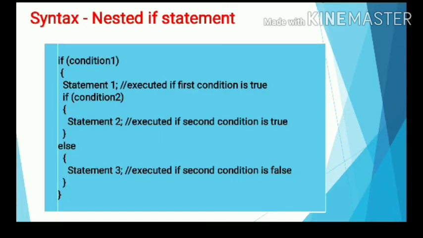Suppose if the first expression is false, then it comes to the else part and the else block body is executed. So this is the syntax for the nested if statement. First it checks condition 1. If condition 1 is true, then again it checks condition 2 also. If condition 2 is also true, then statement 2 is executed. Otherwise, else statement 3 is executed.